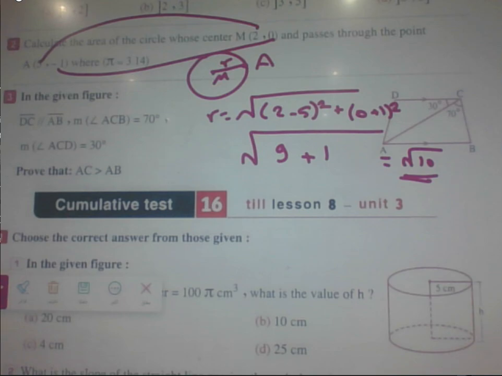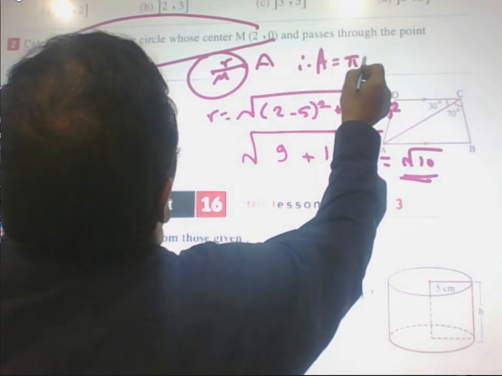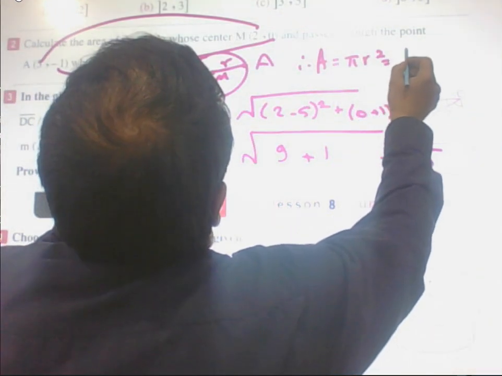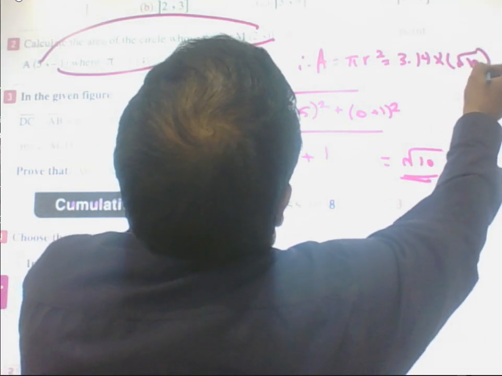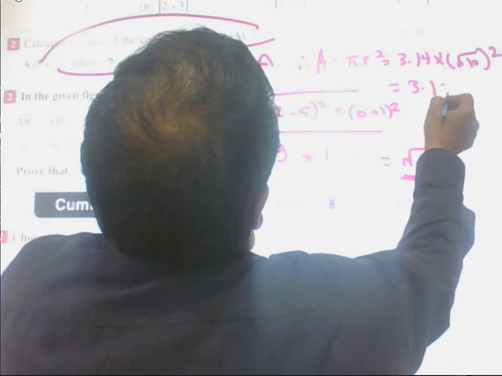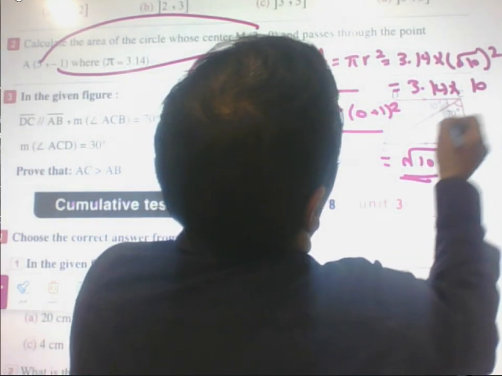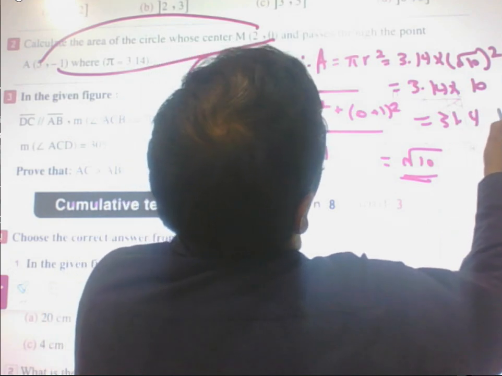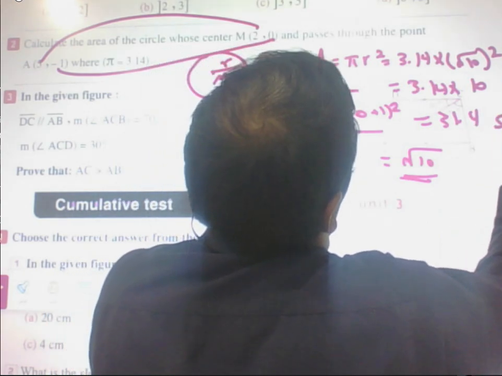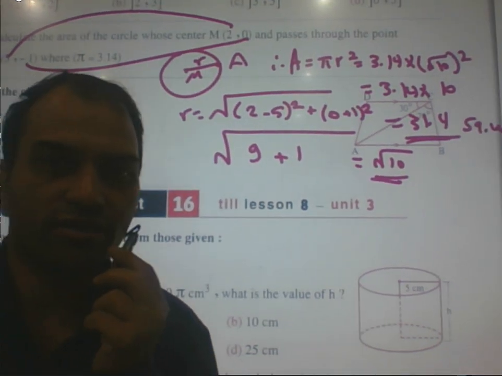Now we want to find the area. Then the area equals pi r power 2, with pi as 3.14. By r power 2, it will be the square root of 10 power 2. Then the result will be 3.14 times 10. Then we must move the decimal point to the right by one place. It will be 31.4 square units. And the result will be 31 and 4 tenths square units.